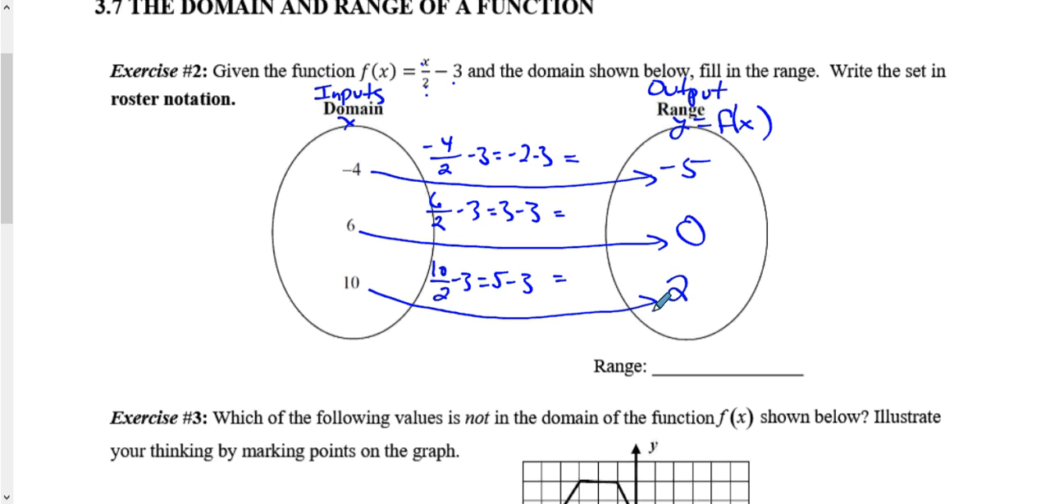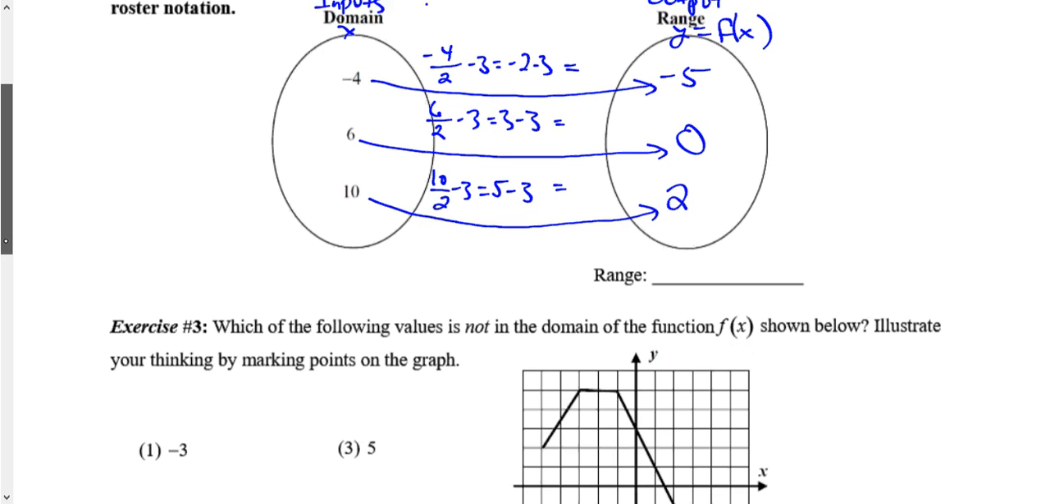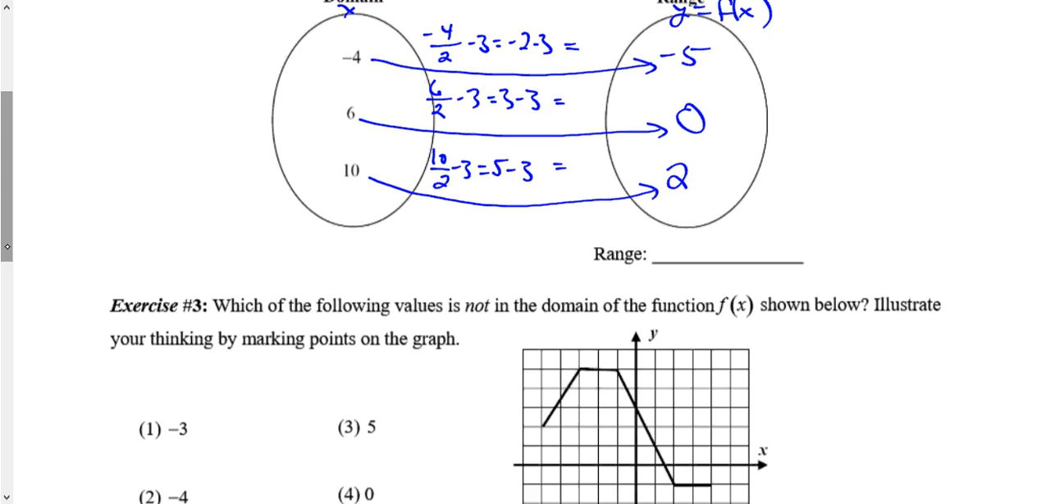So now, we're going to list the range in what's called set notation with the curly brackets. Okay, so all we do in set, I'll just say this is set notation.